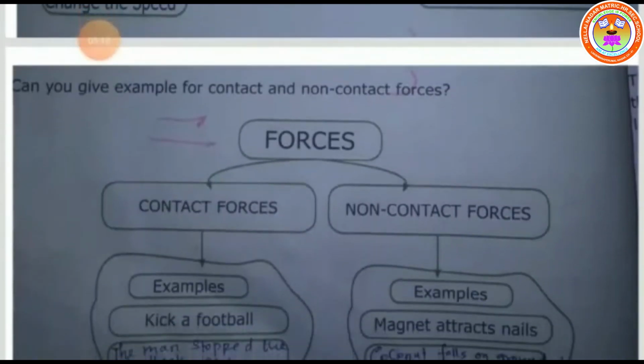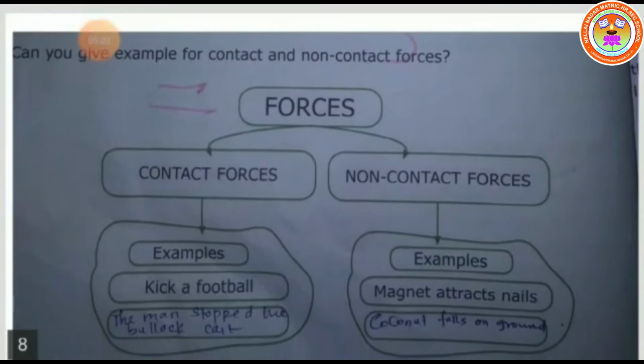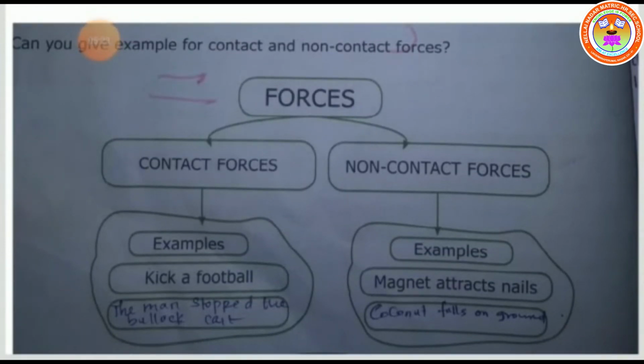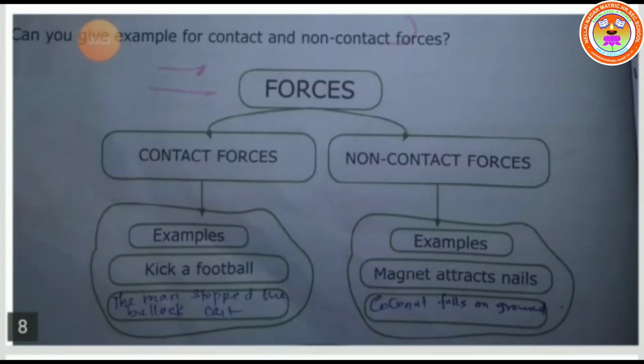Can you give examples for contact and non-contact force? In the previous classes we have discussed contact force and non-contact force. Examples of contact force: kick a football. Another example: the man stopped the bullock cart. Next, the non-contact force: magnet attracts nail. You know very well, children, the magnetic substances are attracted by a magnet. So magnet attracts nail. Coconut falls on ground.